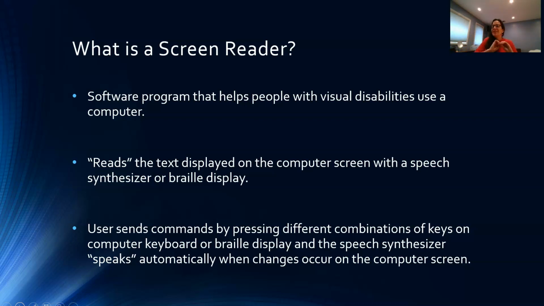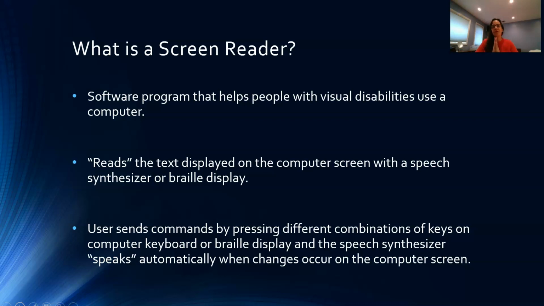So in its simplest terms, a screen reader is a software program that helps people with visual disabilities use a computer. So we can say that it reads the text displayed on the computer screen with a speech synthesizer or a braille display. And then the screen reader user sends commands by pressing different combinations of keys on the computer keyboard or a braille display. And the speech synthesizer will speak automatically when changes occur on the computer screen.